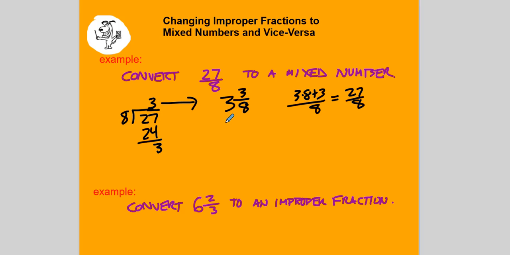Another way to understand what I'm doing here: 3 is the same as 3 over 1. So we have 3 whole parts plus 3/8 fractional parts, and we need a common denominator here. The least common multiple of 1 and 8 is 8. So this is a shortcut, what I showed right here, but this is what you're doing. That's 24 plus 3, that's 27/8.